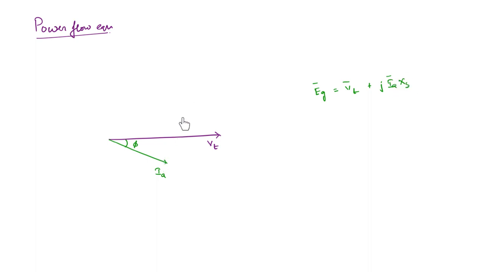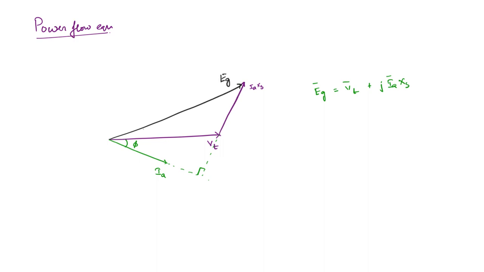This will be 90 degrees leading to the current phasor. So you can extend this like this, and you can drop a perpendicular from this line. Okay, so now this is going to be the direction of the phasor IAXS, and what will be the magnitude? It will be equal to IAXS. So here we are going to have the generated voltage EG.